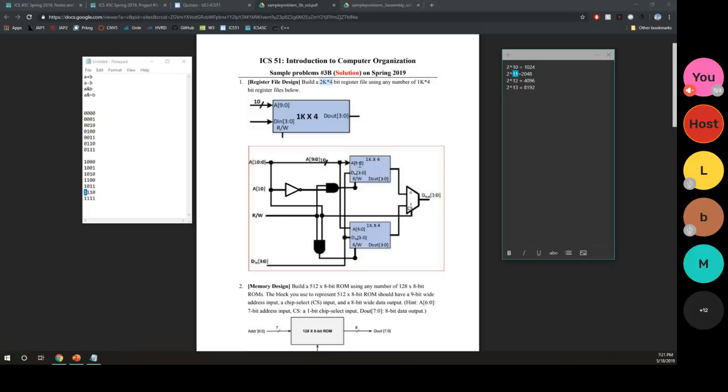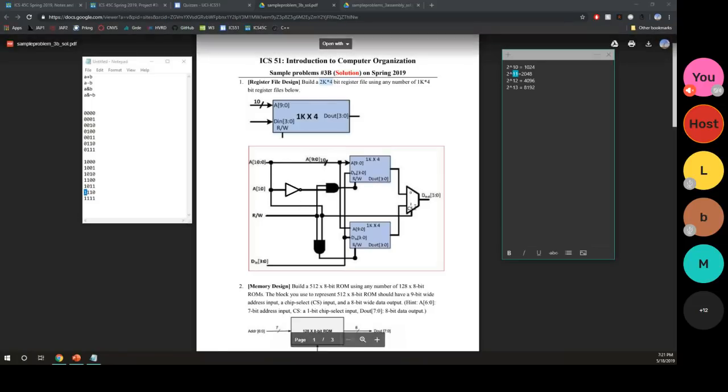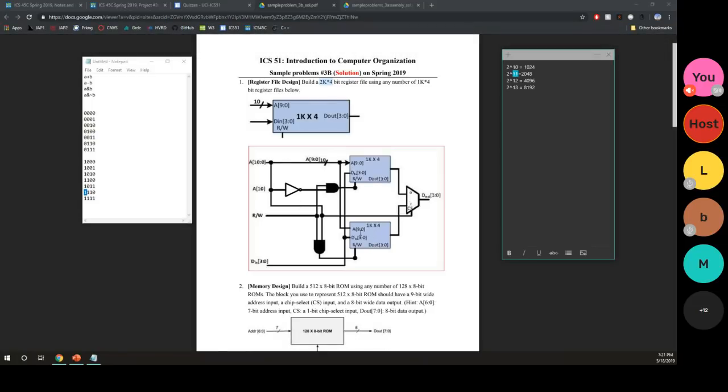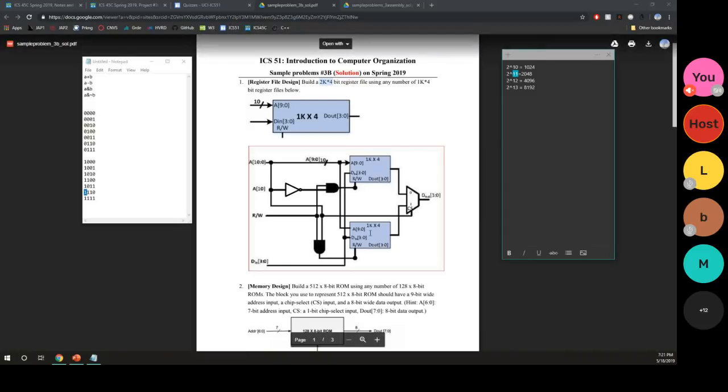If A10 is 1, it picks the bottom one, right? Because if A10 comes down here and it is 1, it's going to pick the bottom register file. If you just follow the path, it goes here into the mux, and then it selects 1 instead of 0. And if it's 1, then it goes down to this section.